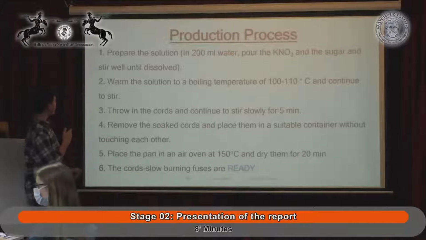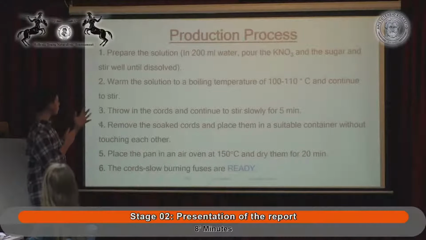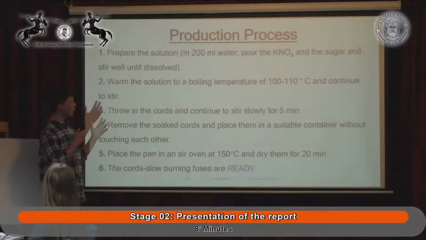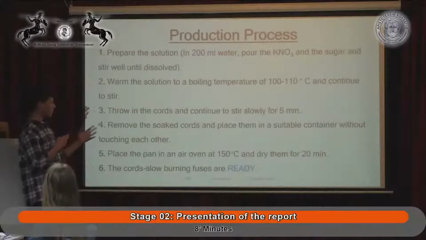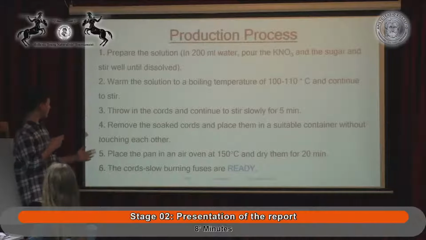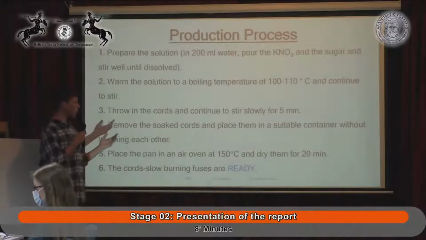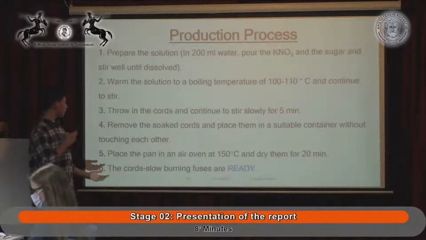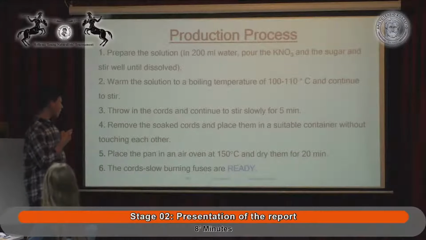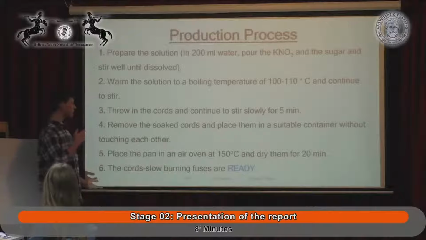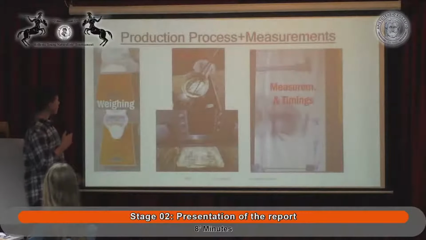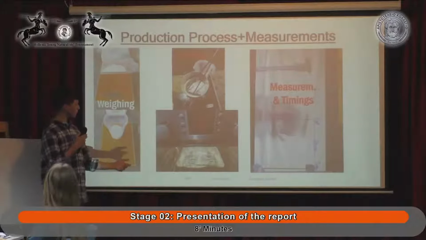So the production process. First of all, I prepare the solution, then warm the solution to boiling temperature and continue to stir. I will throw in the cords and continue to stir slowly for 5 minutes, and then I will remove the soaked cords and place them in a suitable container without touching each other. Then I will place the pan in an air oven at 150 degrees Celsius and dry them for 20 minutes. The slow burning fuses are ready. Here is the production process and measurements.